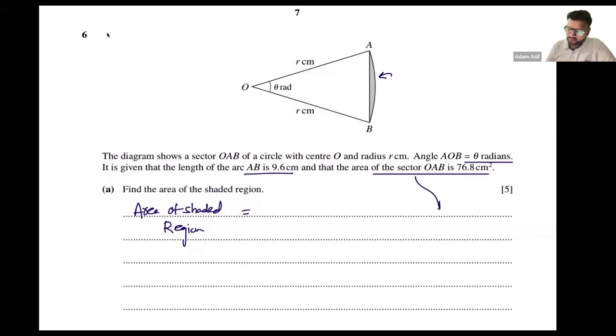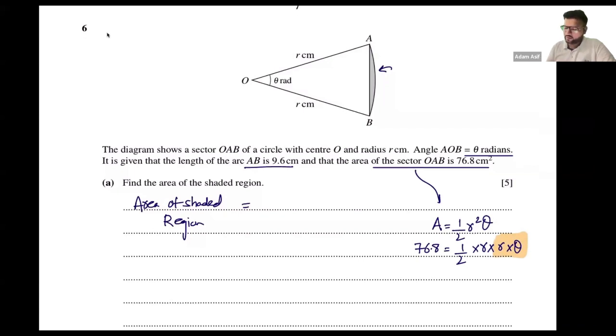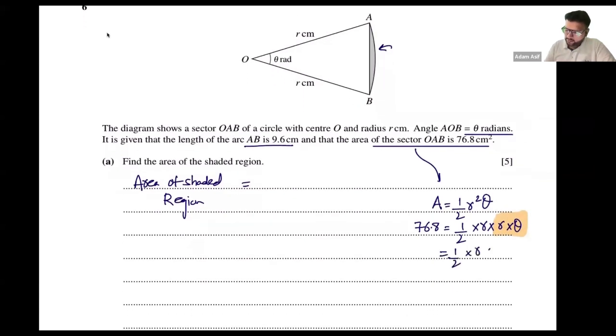What is the area of the sector equal to? Half r square theta. So if the area is 76.8, do we know the radius? No. But r into theta. What is r times theta? R times theta is the arc length. So do we have the arc length value? 9.6. So this will allow us to find the radius.